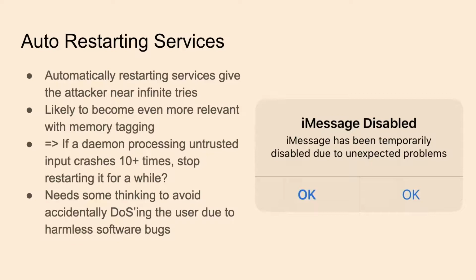Also, this restarting service problem, I think it could get bigger even. So here we had pretty much unlimited tries for the ASLR bypass. It's probably going to become even more relevant with memory tagging, which can also be defeated if you have many tries. So I guess if some critical daemon crashes 10 times, maybe not restarted, I don't know. It's gonna need some more thinking, right? You don't want to denial of service the user by just not restarting this daemon that crashed for some unrelated reason. But yeah, this would be a very good idea to have some kind of limit here.